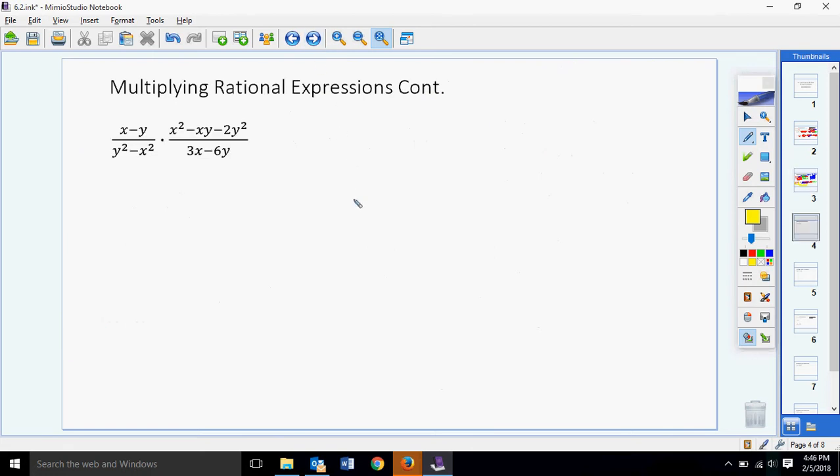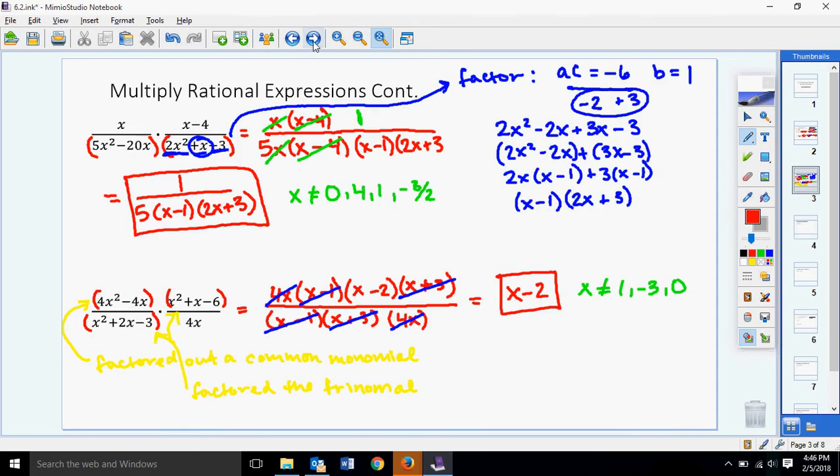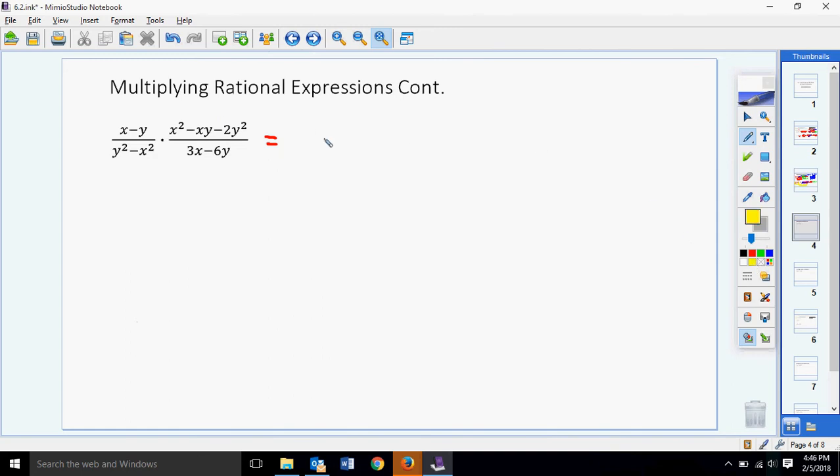Okay, one more example on multiplying. Now this has both variables. It has two variables, an x and a y. And in the previous slide, it only had x's. So you might want to leave yourself a little note that this is two variables, so when you get to your test or homework, you know to come to this slide. Okay, so two variables. I can't factor an x plus y anymore, so he's still in my numerator.